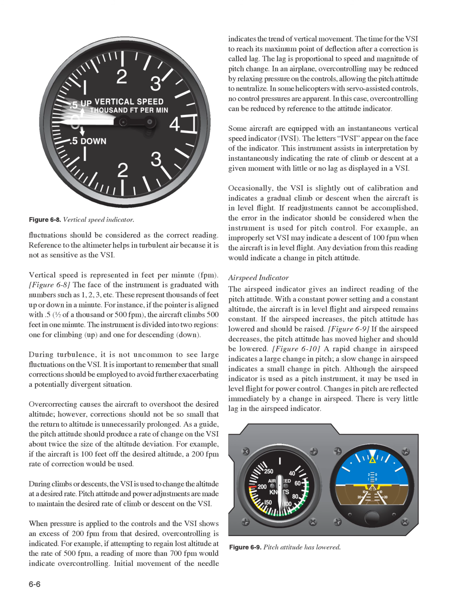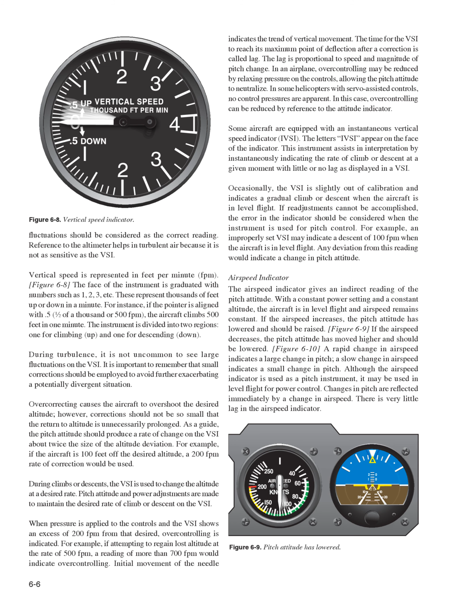Occasionally, the VSI is slightly out of calibration and indicates a gradual climb or descent when the aircraft is in level flight. If readjustments cannot be accomplished, the error in the indicator should be considered when the instrument is used for pitch control. For example, an improperly set VSI may indicate a descent of 100 fpm when the aircraft is in level flight. Any deviation from this reading would indicate a change in pitch attitude.